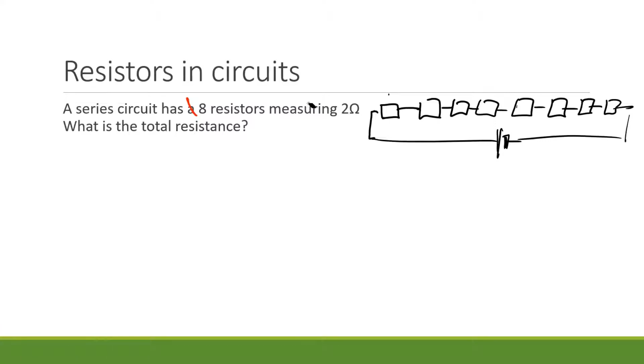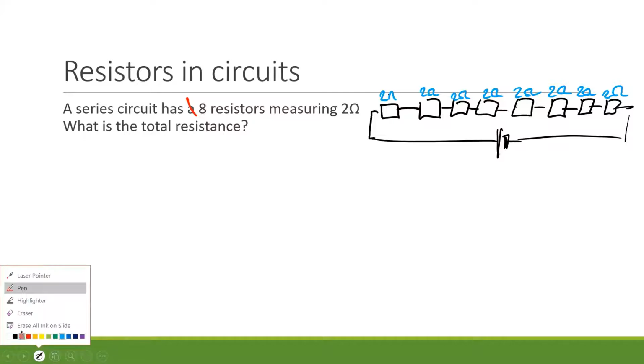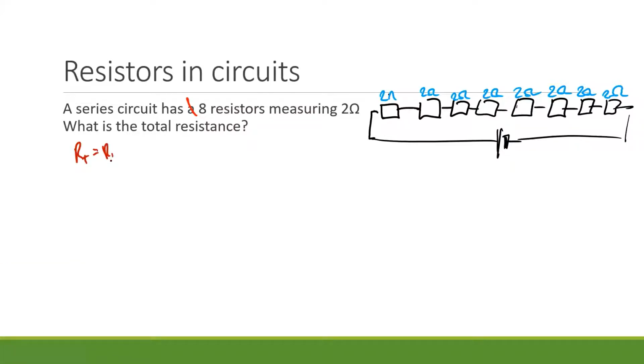So they each measure 2 ohms. So I'm going to write that down. 2 ohms. You guys will get the picture. There is a massive shortcut here, but I'm going to do this properly. Now, what we want to do is calculate the total resistance. The total resistance of a series circuit can be found by taking R1 and adding R2 and so on and so forth. So that means the total resistance for us here is 2 plus 2 plus 2. We're going to do this 8 times. Plus 2, 4, 5, 6, 7, 8.